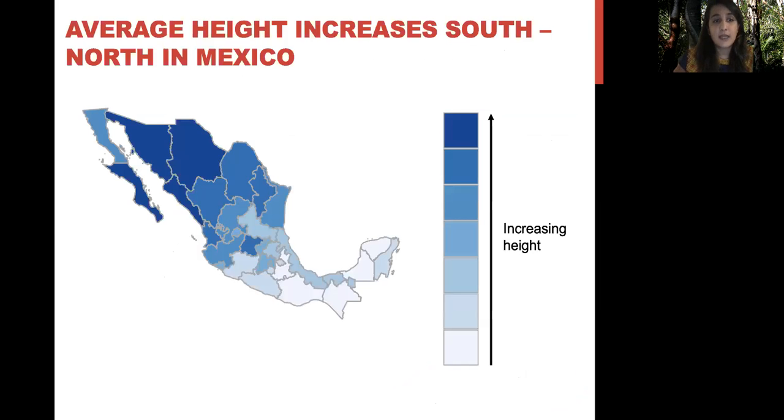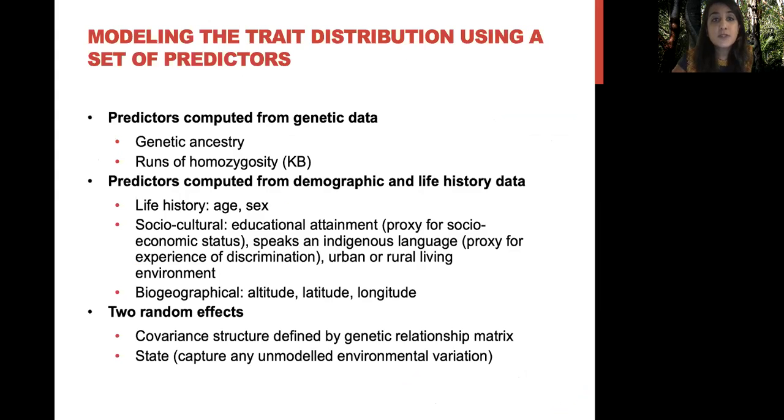Keeping all this in mind, we first look at the distribution of average height across Mexico and find that it increases roughly south to north. We're interested in modeling the distribution of this trait using a set of potential predictors. These are either computed from genetic data, or from linked demographic and life history data, and include genetic ancestry, ROH, as well as socioeconomic status, living environment, and altitude, among others.